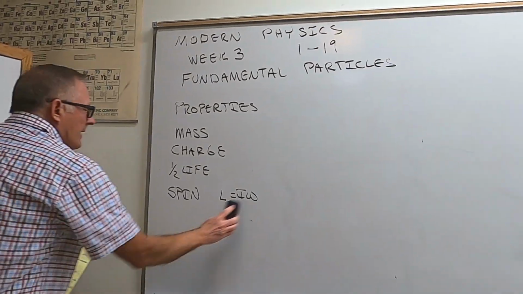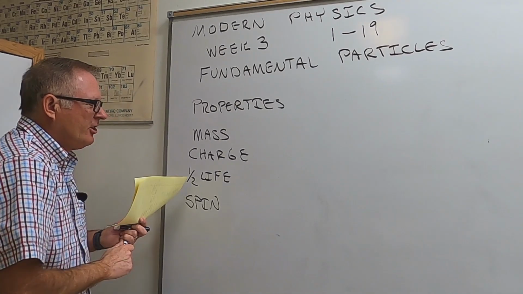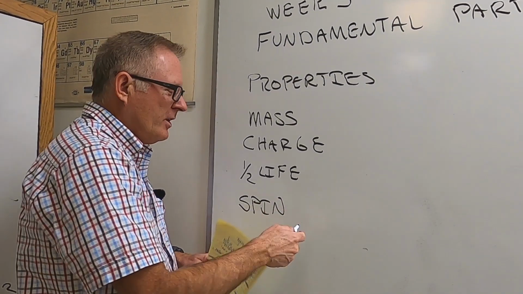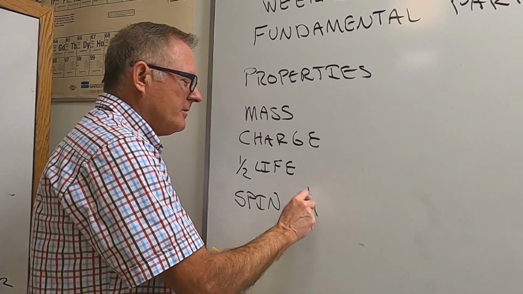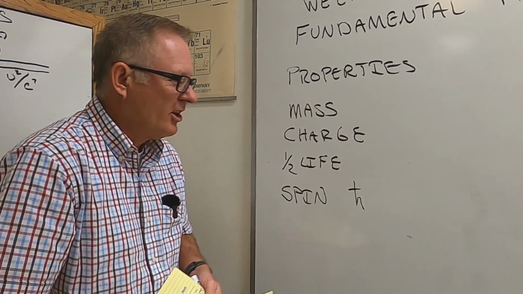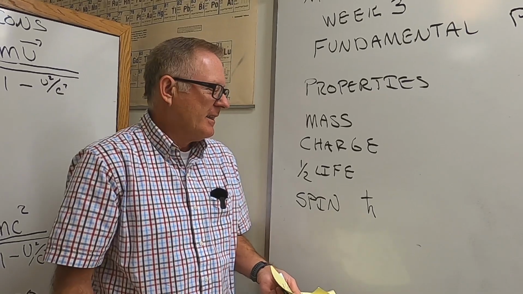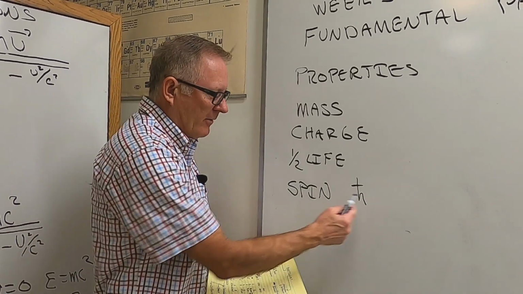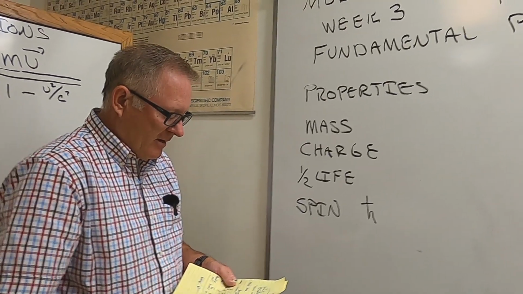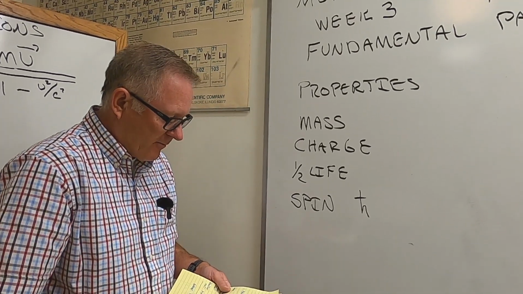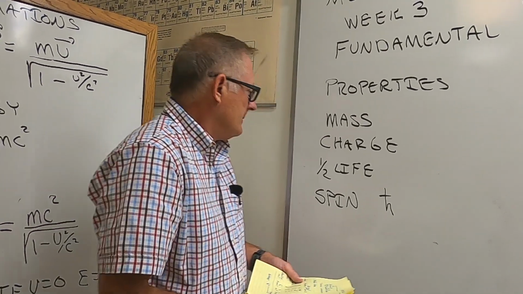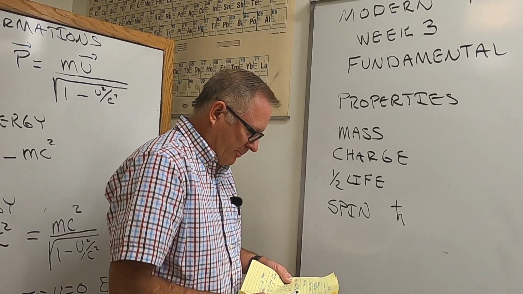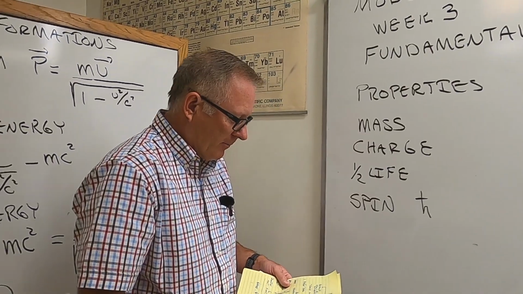And I should tell you, the units for spin are in units of something called h-bar. It's just a unit of angular momentum. I think it's units of energy times time, but it's a certain amount. Okay, and then what else do we have? Let's just look at these properties now. There might be some more that we come along.